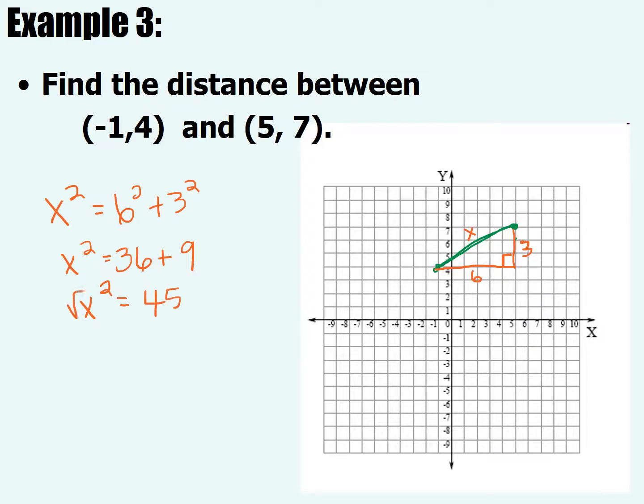Get rid of that power, I take the square root. X equals plus or minus square root of 45. Can I have the negative? Can I have a negative distance? Nope, so I'm only going to get one positive answer. And once I type square root of 45 into my calculator, you should get back 6.71 units.